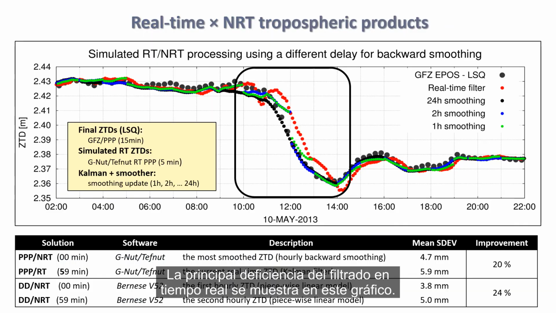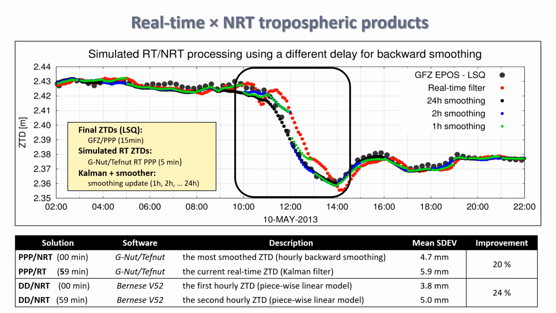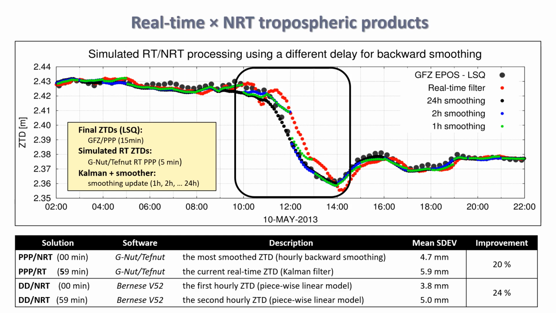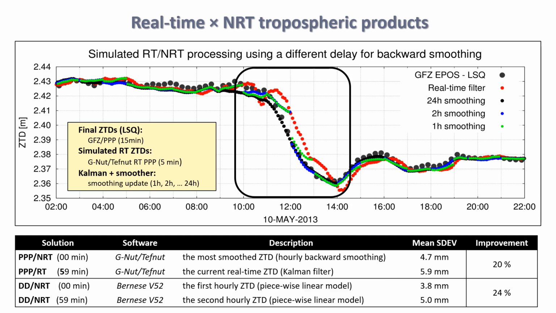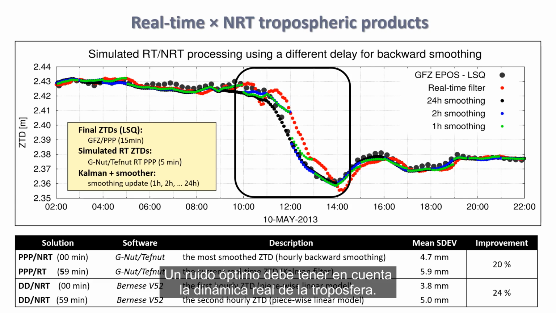The main deficiency of real-time filtering is shown on this plot. A fast decrease in ZTD, 7 cm per 4 hours, demonstrates how the forward filter is capable of reflecting such a fast change. A priori sigma for the random walk noise is commonly introduced empirically. In this way, it can easily be underestimated or overestimated. The former causes a slow adaptation of ZTD to last observations. The latter may cause generally decreased accuracy of ZTD by overweighting recent observations over past ZTD estimates. An optimal noise should consider actual troposphere dynamics.